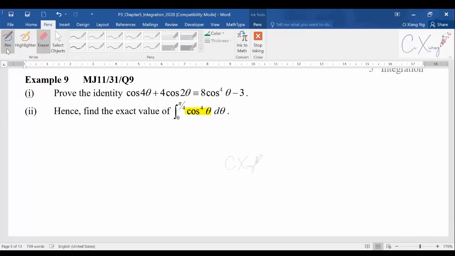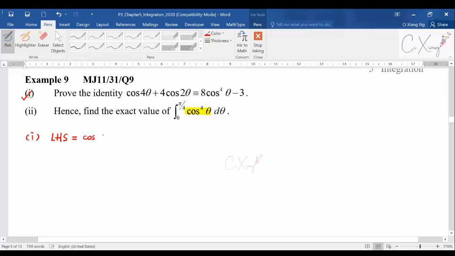So maybe for me, I want to start proving first. For the first part, they ask to prove that cos 4 theta plus 4 cos 2 theta equals cos power 4 theta. So what we can do now is start from the left-hand side, because usually I will start with the larger angle. 4 theta and 2 theta are large angles. Theta is a small angle. So that's why we are going to start there.